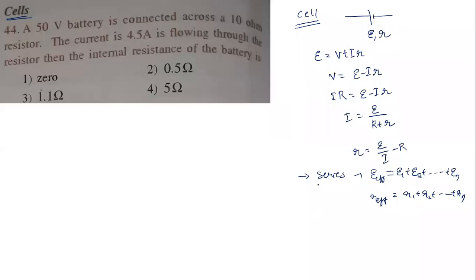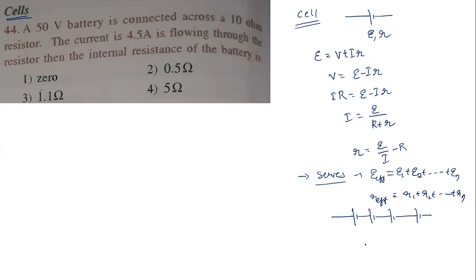So when cells are connected in series combination, this is the value of effective EMF and effective resistance. Here, one thing we need to observe: when the cells are connected in series, like this, it will be right.